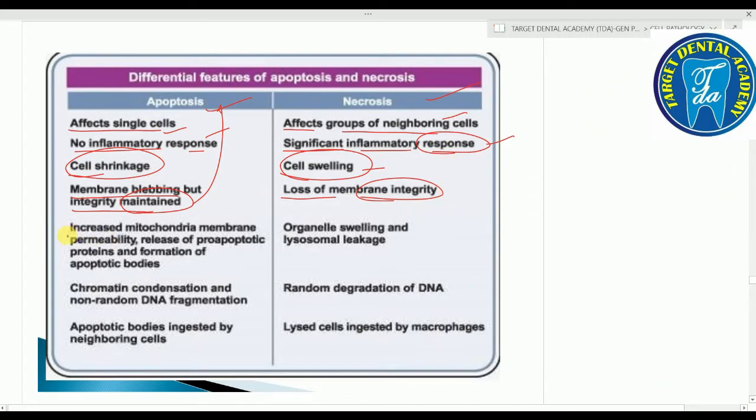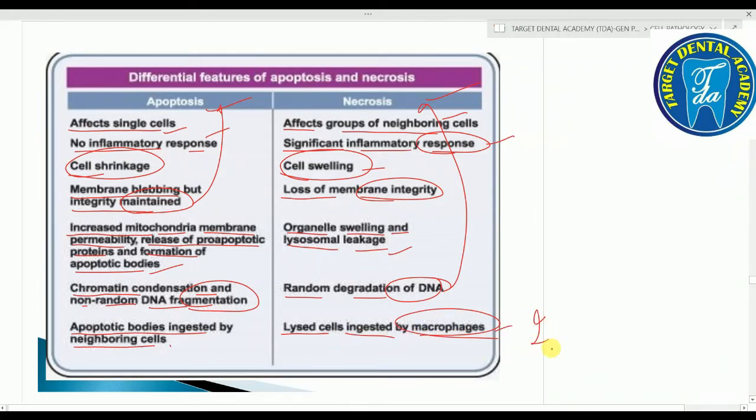There is increased mitochondrial membrane permeability, which leads to the release of pro-apoptotic proteins and formation of the apoptotic bodies in the apoptosis, while there is organelle swelling and lysosomal leakage seen in the necrosis. There is chromatin condensation and non-random DNA fragmentation seen in the apoptosis, while there is random degradation of DNA seen in the necrosis. The apoptotic bodies are ingested by the neighboring cells in the apoptosis, while in the necrosis, the lysed cells are ingested by the macrophages. Important.